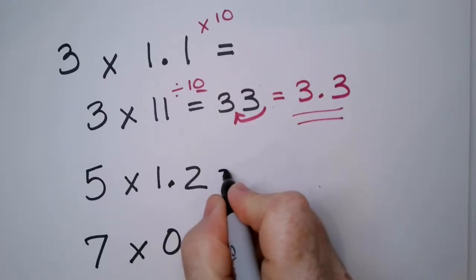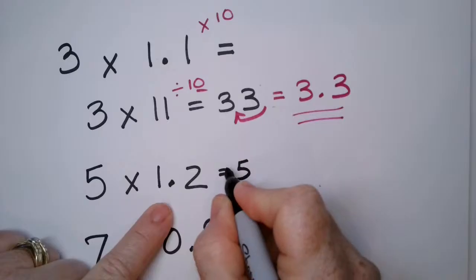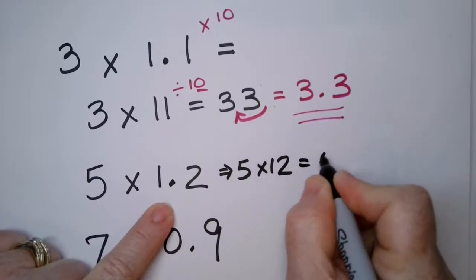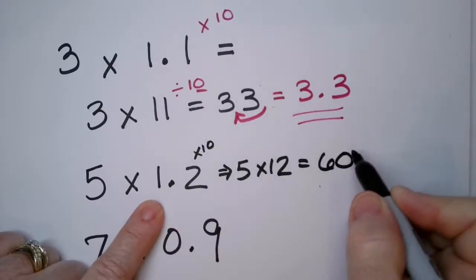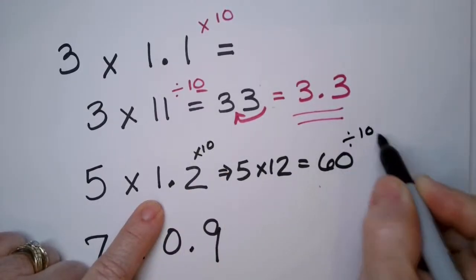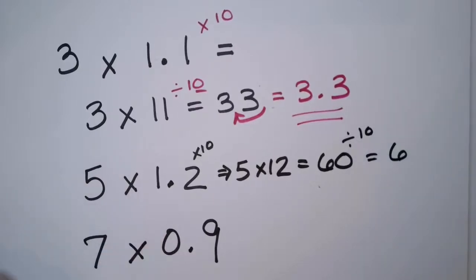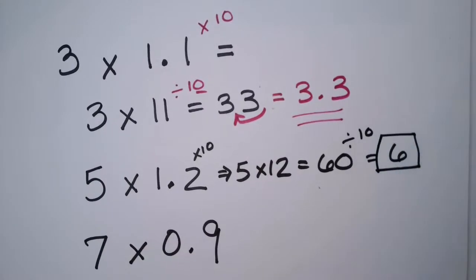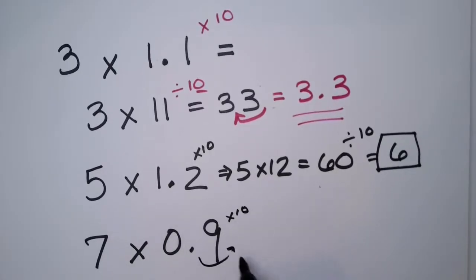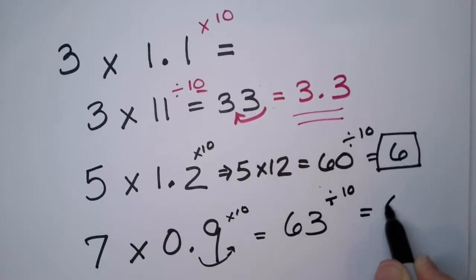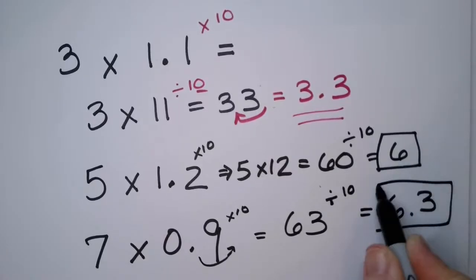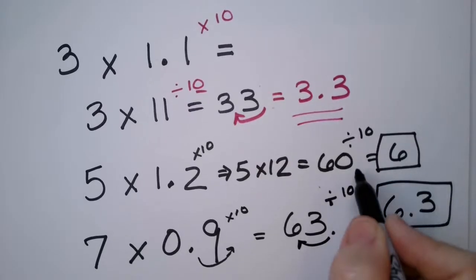Okay. 5 times 12 is 60. Okay, how did we get from 1.2 to 12? We multiplied by 10, so now I'm going to divide this number by 10. So that means we have 6. This is our answer. 7 times, I'm going to multiply this thing by 10 to get the decimal point to go 1 hop this way. That's 63. Now I'm going to have to divide by 10. So that's going to be 6.3. Decimal point goes 1 hop that way on both of these.